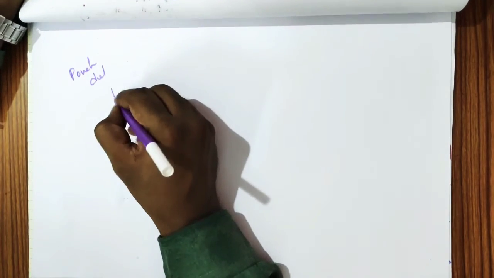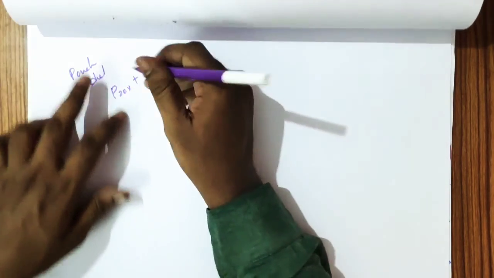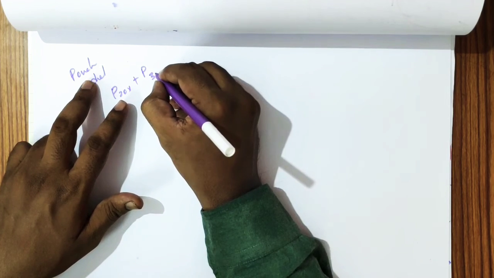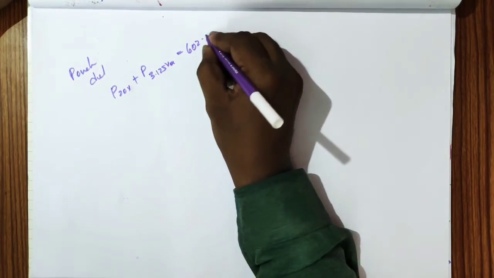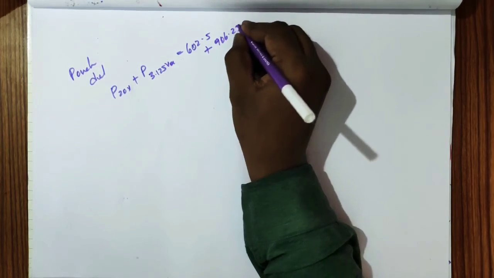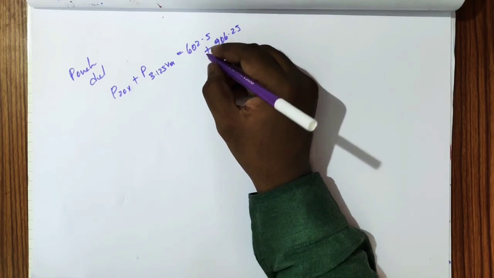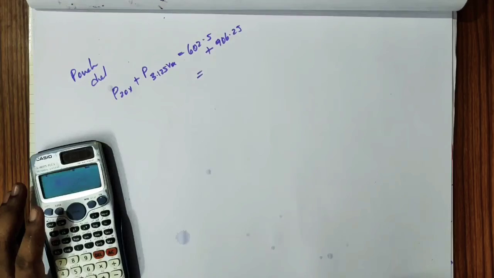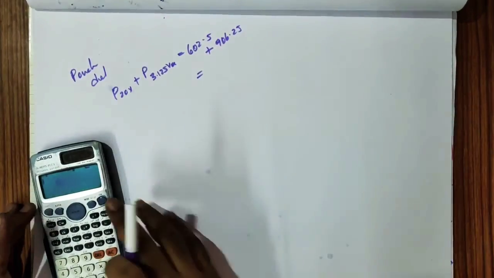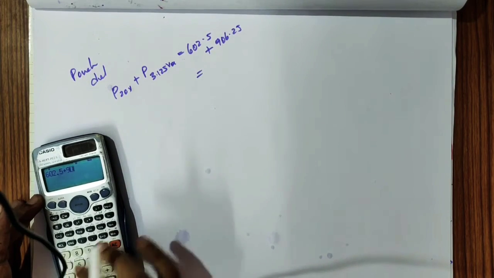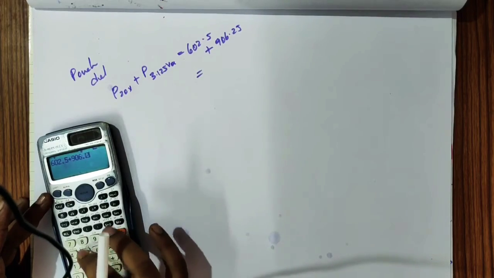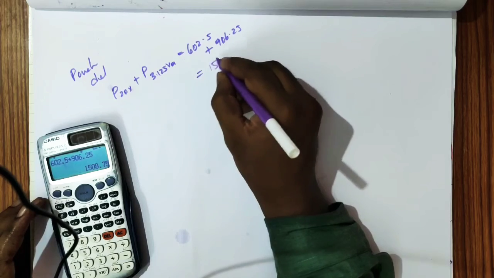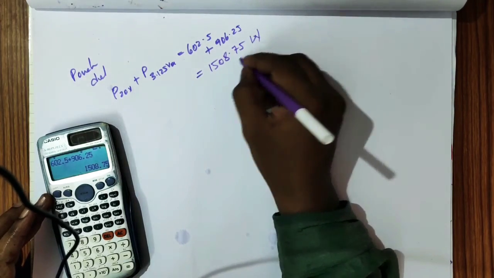So the power delivered by the sources is P20 volts plus P3.125 VA, which is equal to 602.5 watts plus 906.25 watts. So 602.5 plus 906.25, you obtain a value of 1508.75 watts, and the power dissipated.